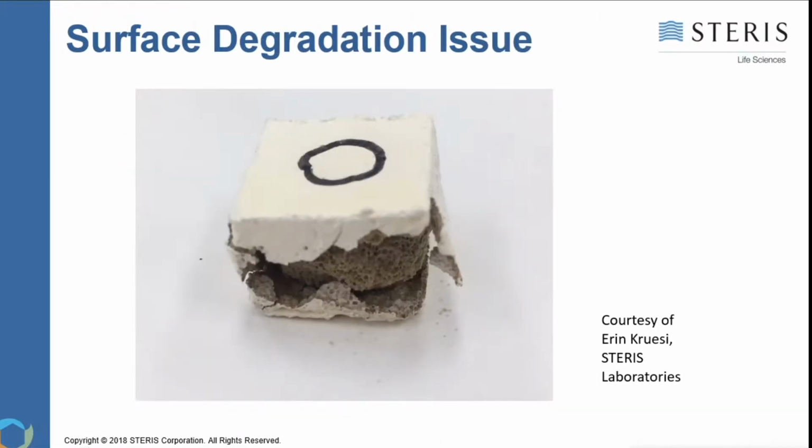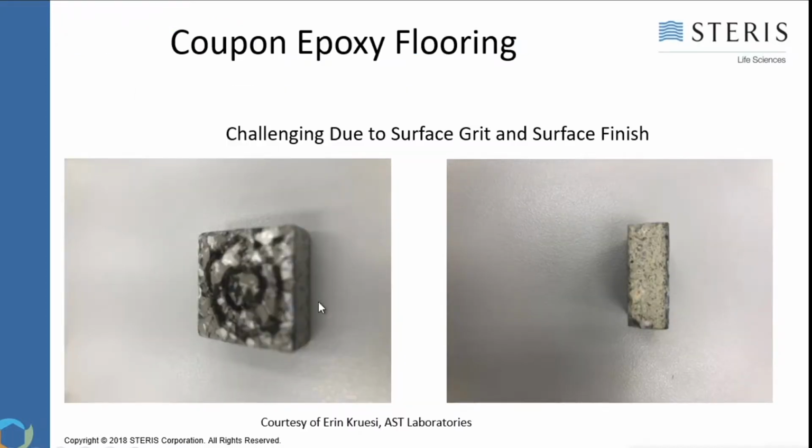This is another one. This is a coupon that was sent in for the testing to our contract lab that looks like it was shot out of a cannon. If you look very closely at it, this is all damaged around the sides. It really can't be used. Here's another good example. This is a piece of epoxy flooring, and the flooring has a lot of grit in it, and the sides of it are also a fairly difficult material to assess. This epoxy surface has some grit on it with hills and valleys, again making it very hard to get the kill on it.